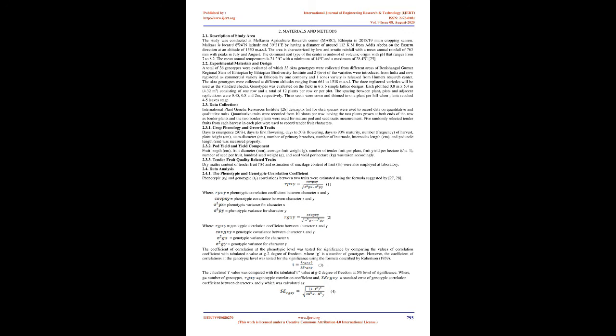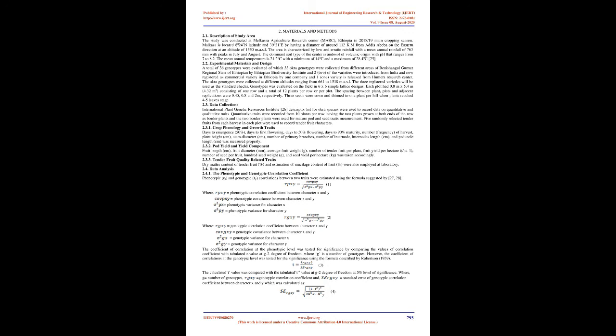Genotypes were evaluated in the field in a 6x6 simple lattice design. Each plot was 0.8 m x 5.4 m, 4.32 square meters, consisting of 1 row and a total of 12 plants per row or per plot. The spacing between plots and adjacent replications was 0.45, 0.8, and 2 m, respectively. 3 seeds were sown and thinned to 1 plant per hill when plants reached the 4 to 5 leaf stage.